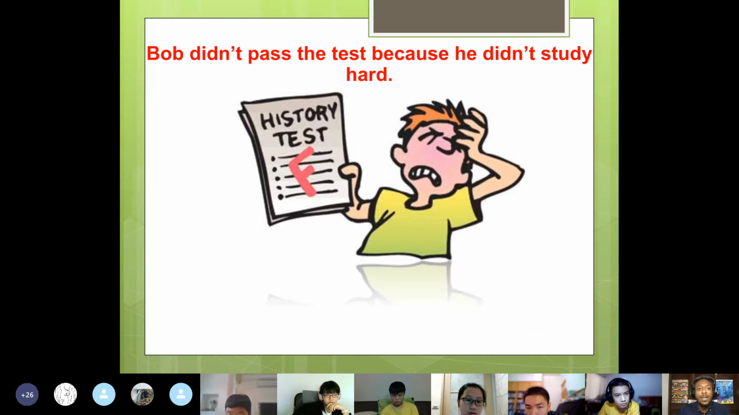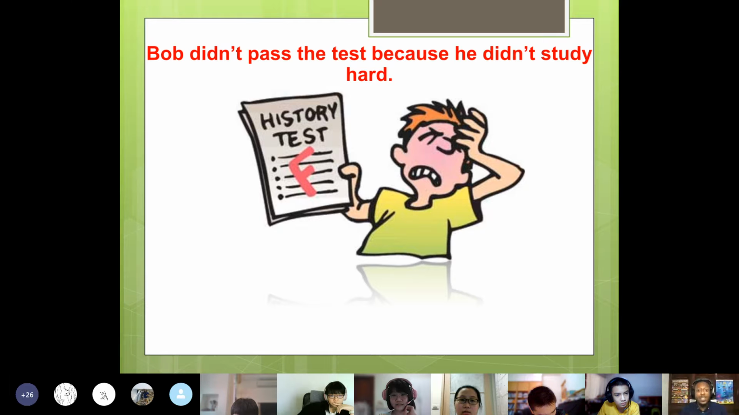Okay. Let's look at this one. Bob didn't pass the test because he didn't study hard. Angel, what do you think? How can we make this a third conditional sentence? What would have happened? If he had studied hard, he would have passed the test.